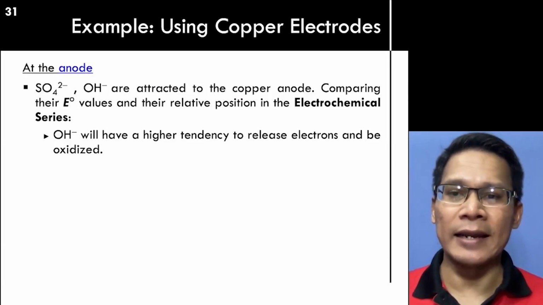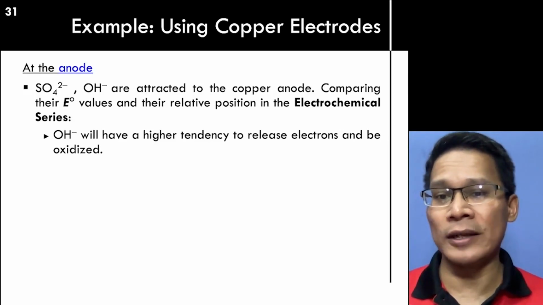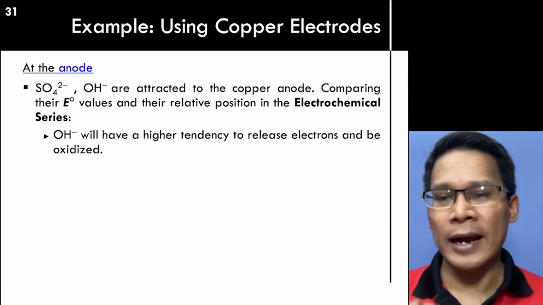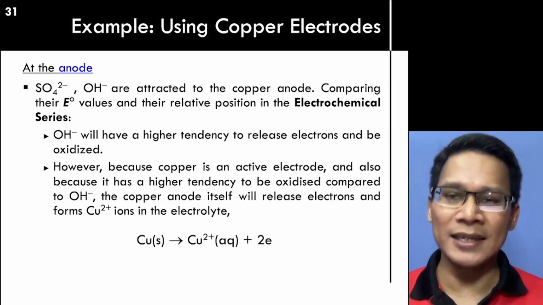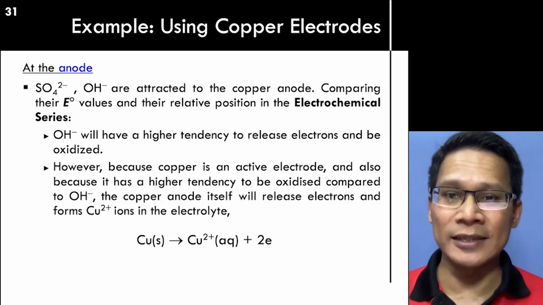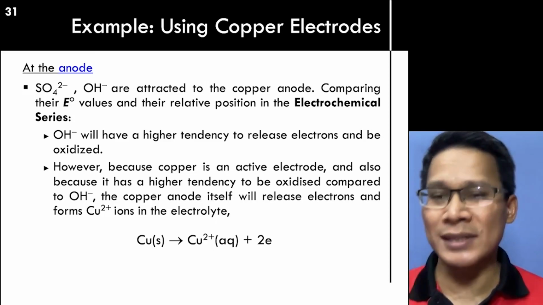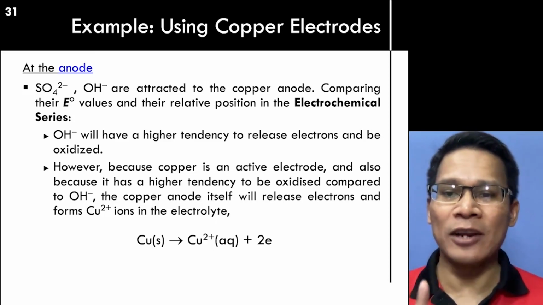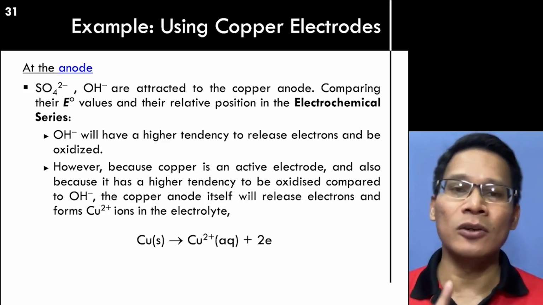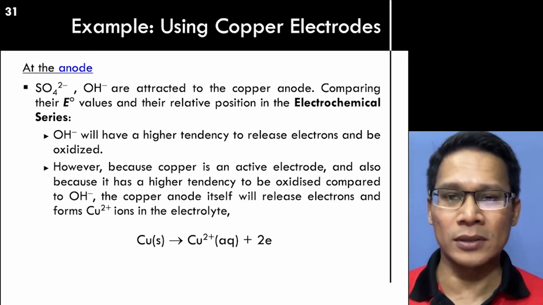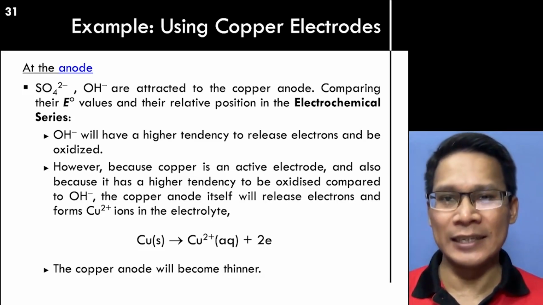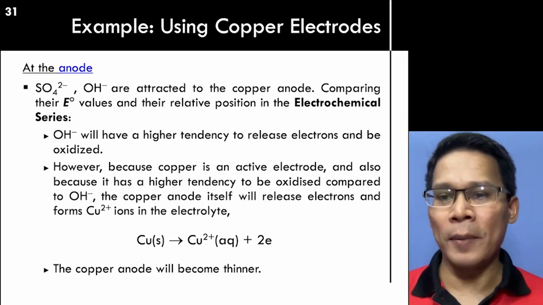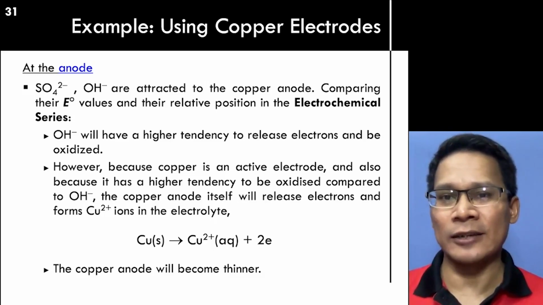Both sulfate and hydroxide ions are attracted to the copper anode. Hydroxide is supposed to be discharged at the anode. However, due to the higher tendency of copper to be oxidized compared to hydroxide ion, the copper anode itself will be oxidized to form copper(II) ions. This causes the copper anode to become thinner. The copper ions formed will enter the electrolyte.